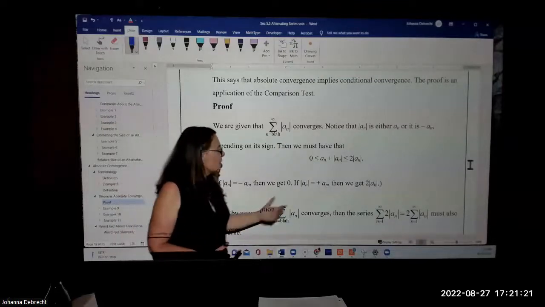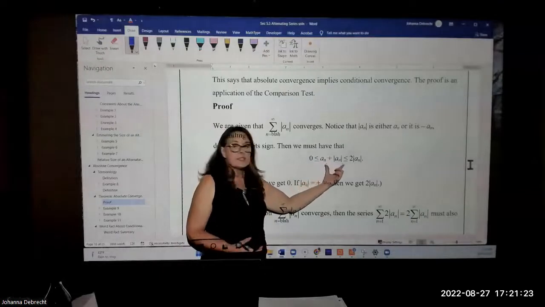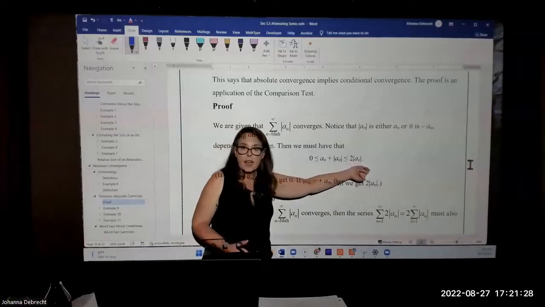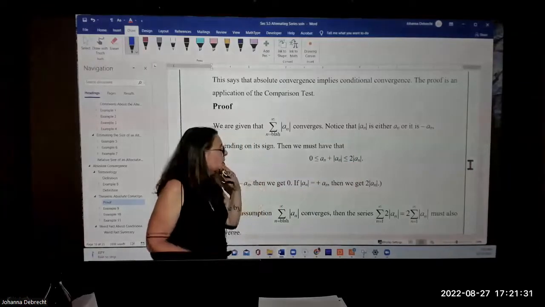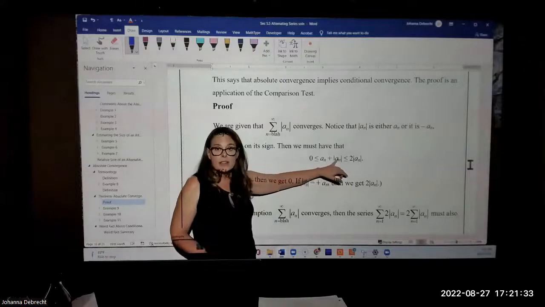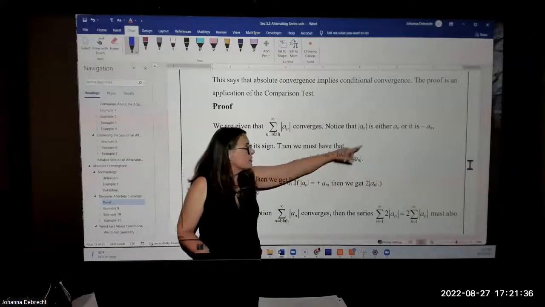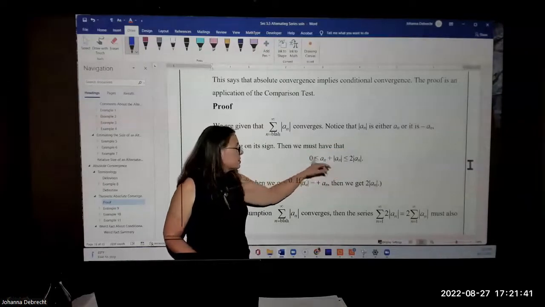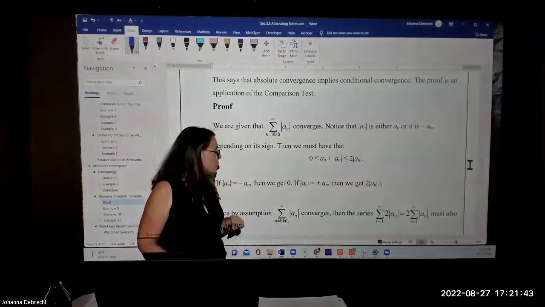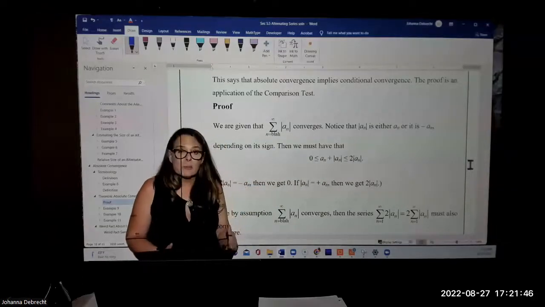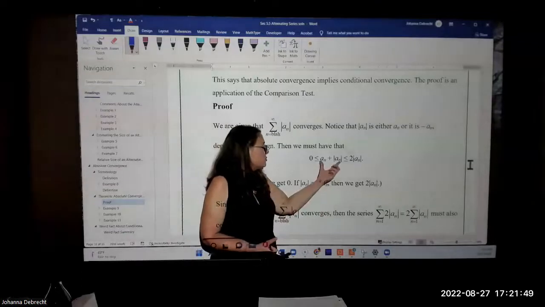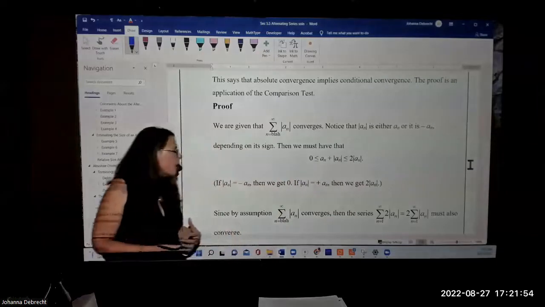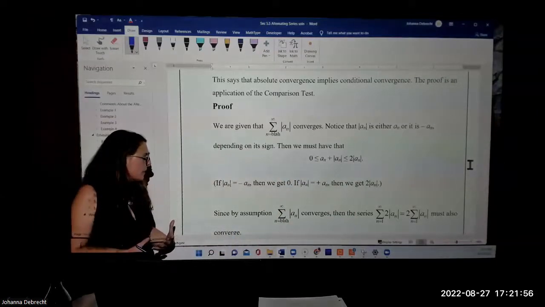Well, then we must know that a sub n plus its absolute value has to be less than or equal to 2 times the absolute value of a sub n. Why? Well, if it was a negative value, then the absolute value of it would be negative a sub n, that's a positive value, but negative a sub n and a sub n would give me 0, so it gives me the low end. If it was actually positive and it was just a sub n, then I'd get 2 a sub n's, which would give me 2 times the absolute value. So I've got this inequality that I can write right there.